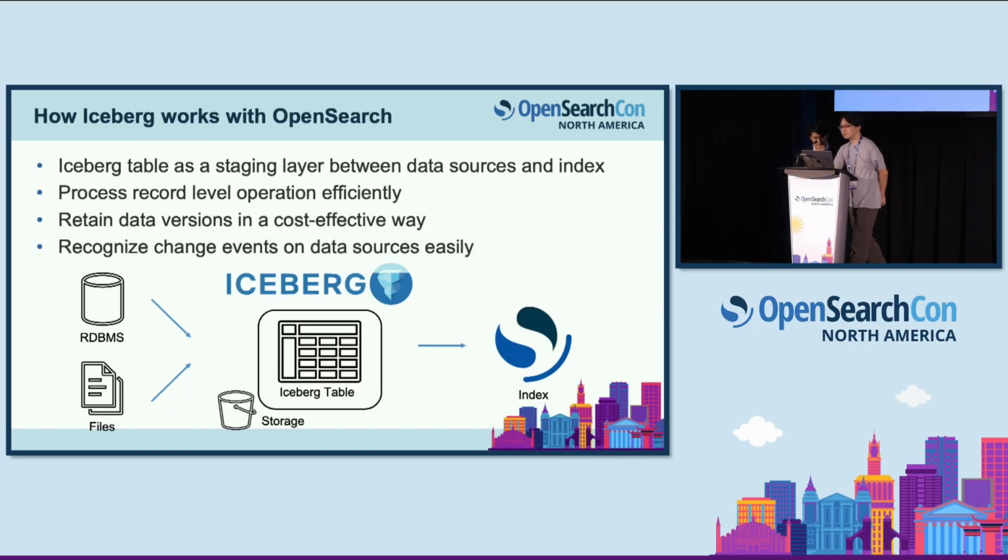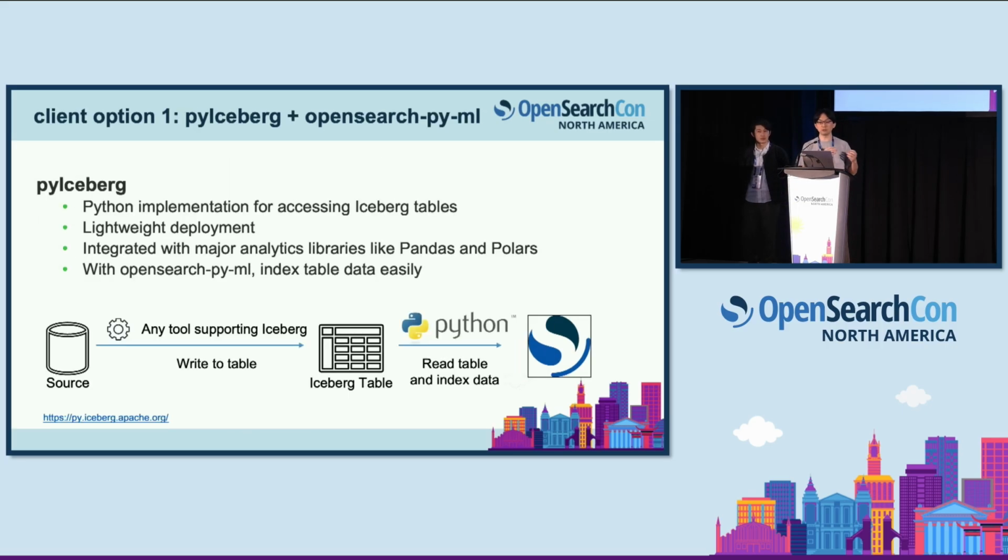Yeah, thank you, Shuhei. As we walked through, thanks to these Iceberg features, Iceberg can work as a useful staging layer between data sources and index. But how do Iceberg and OpenSearch actually work together? Well, since Iceberg is essentially an open table format, any tool that supports Iceberg can read and write it. But when it comes to working with OpenSearch, I'll introduce 2 major client options today.